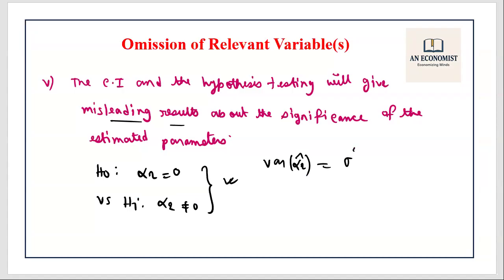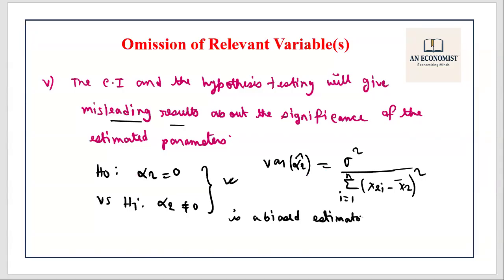So basically, the variance of alpha 2 cap is what? Variance of alpha 2 cap is simply sigma square upon summation i from 1 to n, x2i minus x2 bar whole square. This is the variance of the slope parameter. This will also be a biased estimator of the variance of the true estimator beta 2 cap.